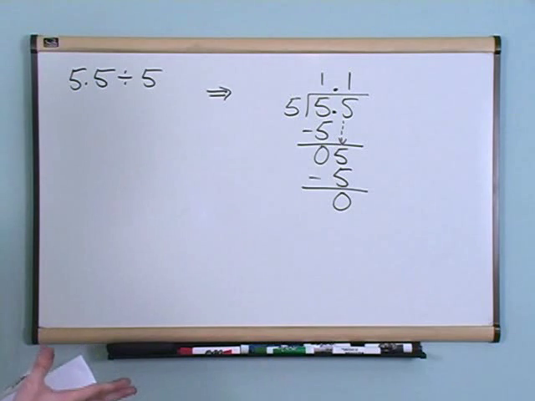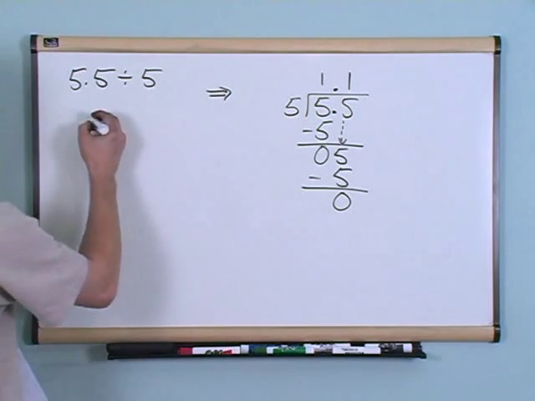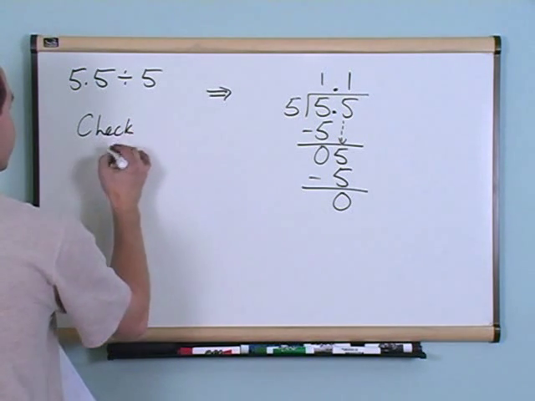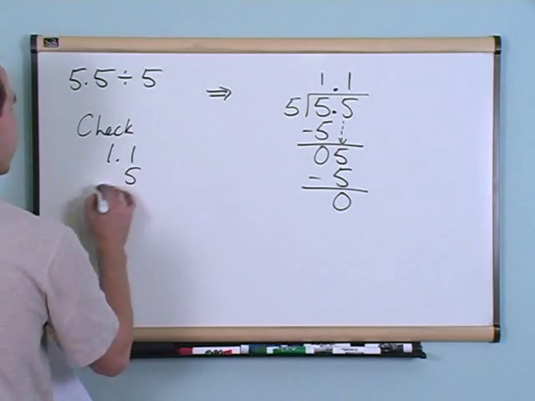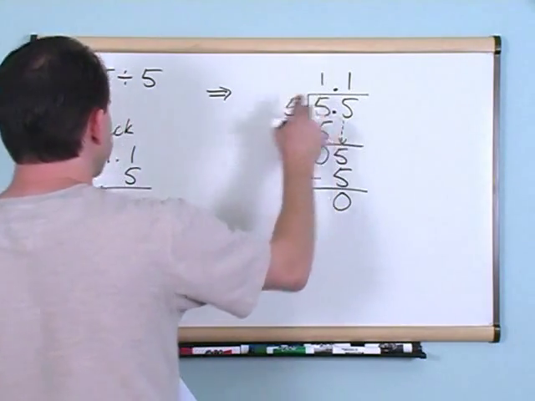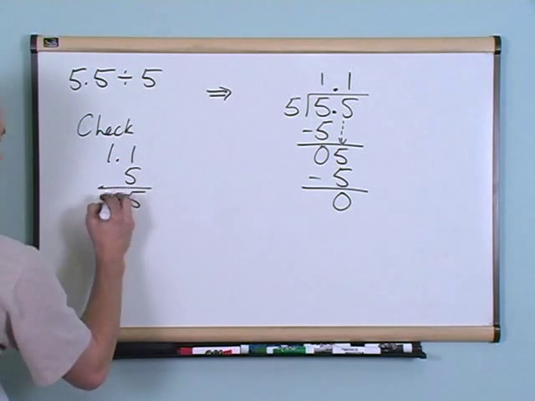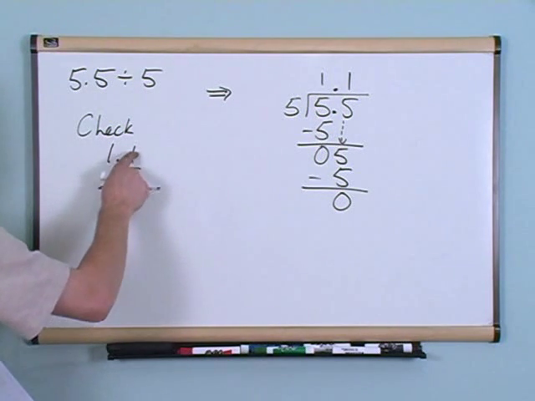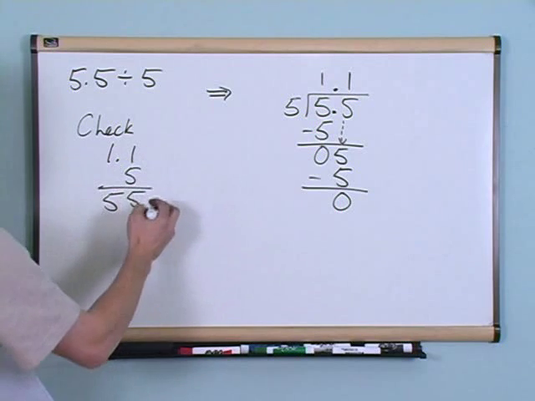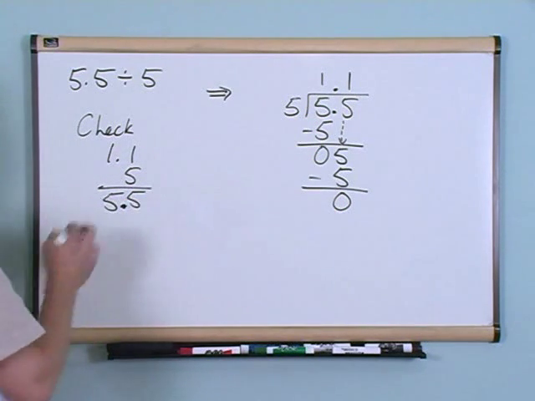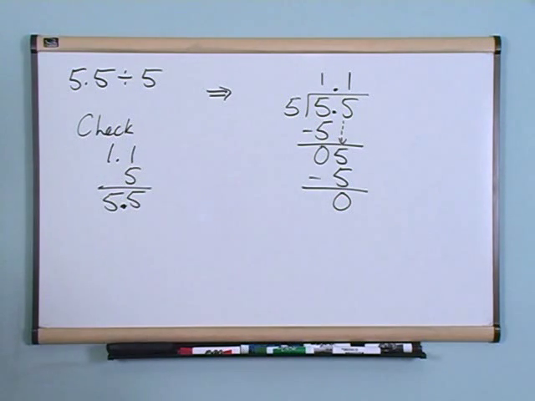And so just like always, if you're going to check your answer, all you have to do is take 1.1 and multiply by 5. This times this should give you this. 5 times 1 would give you 5. 5 times 1 would give you 5. And for the decimal, you've only got one digit behind the decimal, so you move left one place, and then the answer will be 5.5.